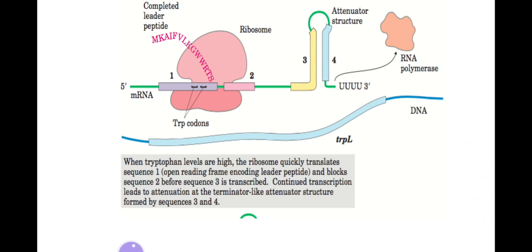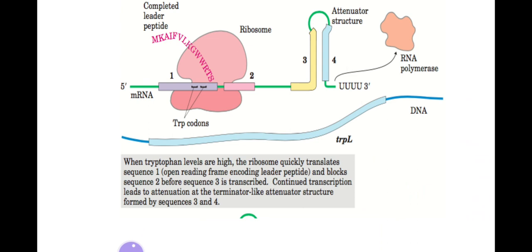If tryptophan is plentiful and at high levels, the ribosome quickly translates sequence 1 and blocks sequence 2 before sequence 3 is transcribed. The continued transcription leads to attenuation at the terminator-like attenuator structure formed by 3 and 4. Here you are seeing that there are 4 regions on the mRNA: 1, 2, 3 and 4.